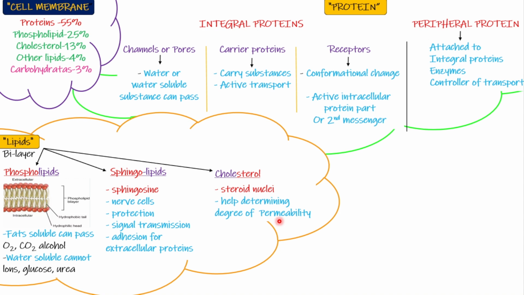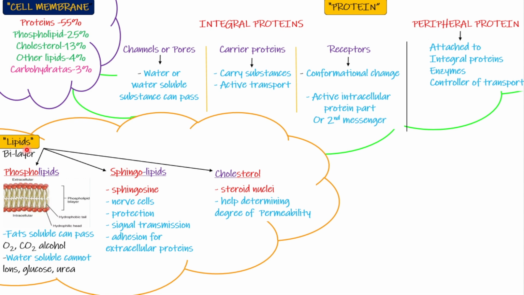It is often asked in the MCQs which of the following substances will determine the permeability of the cell membrane. The right answer is cholesterol. Cholesterol determines the degree of permeability of the cell membrane. Whether the cell membrane is more permeable or less permeable will depend on the amount of cholesterol in the cell membrane.